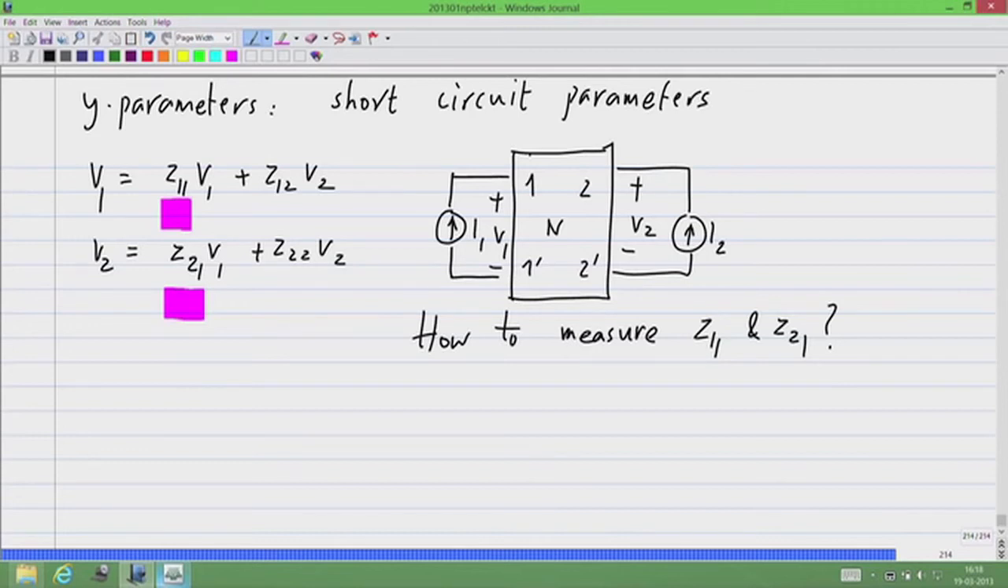Please try to answer this question. How will I measure Z11 and Z21? Previously, we short circuited the output. So why should we short circuit the output?